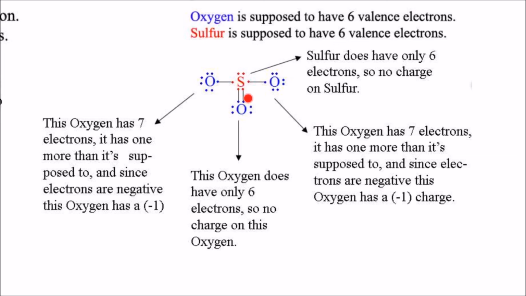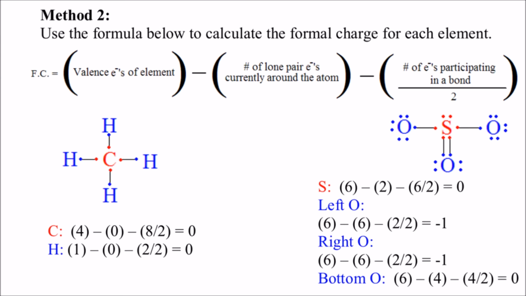Okay, let's look at this oxygen. We have 1, 2, 3, 4, and then we get 1 electron from each of those double bonds there. So that makes 5, 6. So it has 6 valence electrons, and it's supposed to have 6 valence electrons. That means there's no charge on this oxygen because it doesn't have any more or less electrons than it's supposed to have. The second method to calculating formal charge is to use an actual formula.